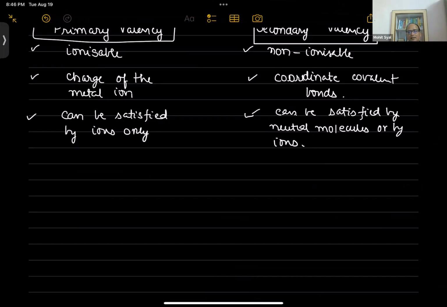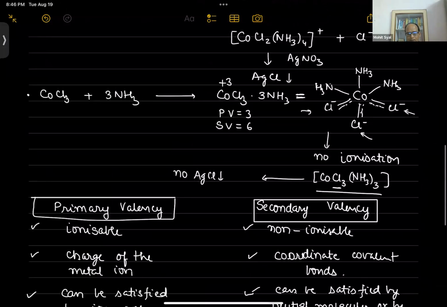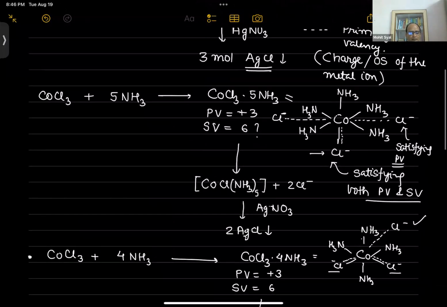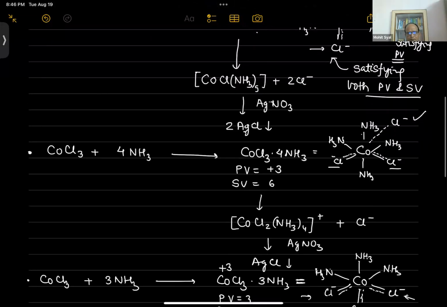Upon putting in water, they will form ions, and accordingly you will form the precipitate of AgCl. So the moles of AgCl precipitate will be equal to the moles of chloride ions separated out. Got it?